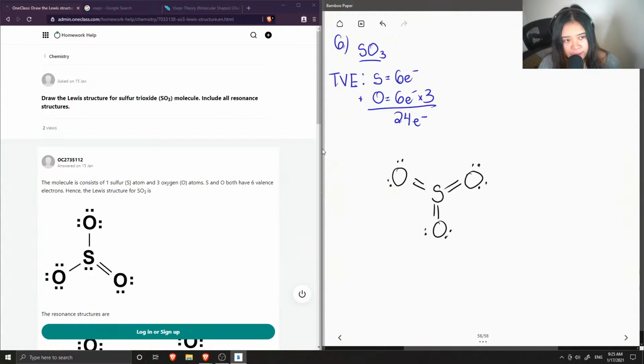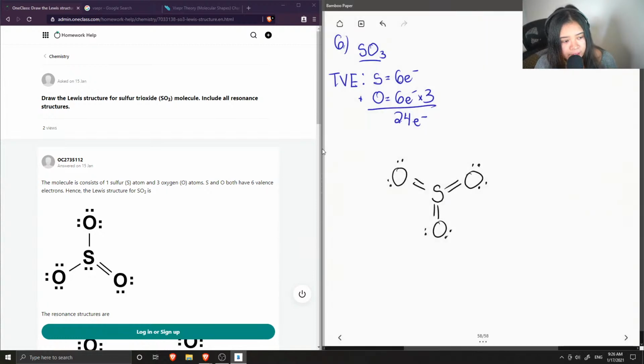So now let's count out all the electrons in the structure to make sure that we have 24. Each bond contains 2 bonding electrons, and each oxygen has 4 lone pair electrons. So we have 24 shown in this molecule.